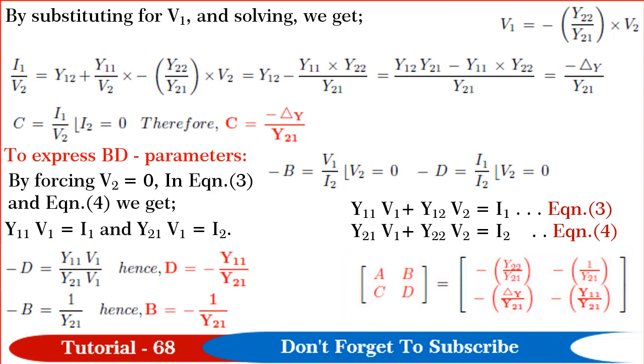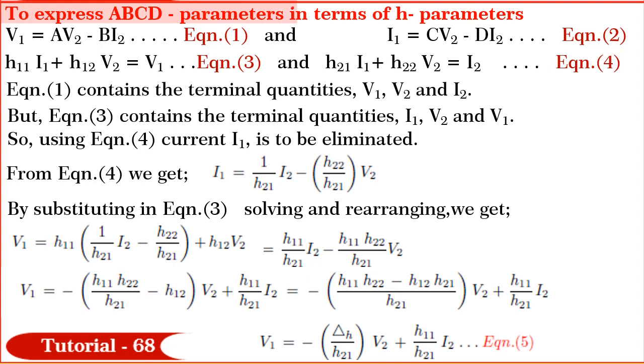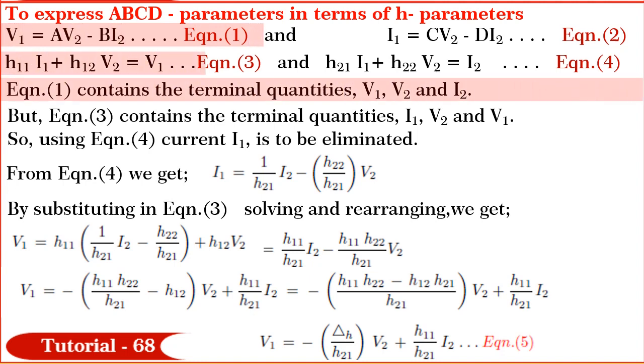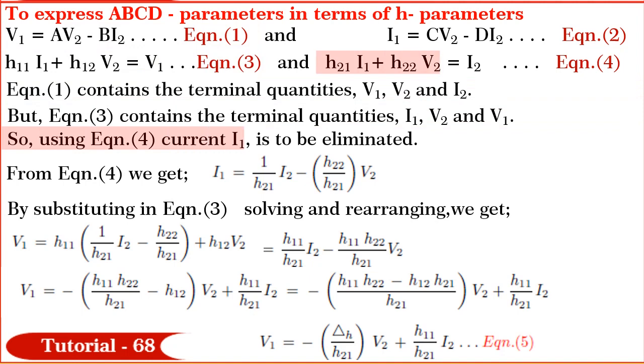Hope you understood it. Friends, to express ABCD parameters in terms of H parameters, we know that H11 I1 plus H12 V2 is equal to V1 and H21 I1 plus H22 V2 is equal to I2. Observe that equation 1 contains terminal quantities V1, V2 and I2 and equation 3 contains I1, V2 and V1. So, using equation 4, current I1 in equation 3 is to be eliminated.